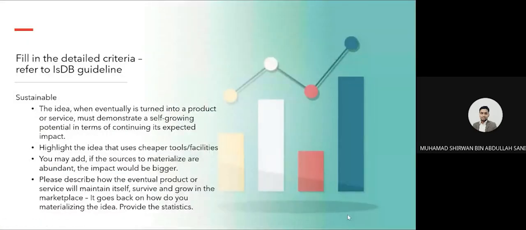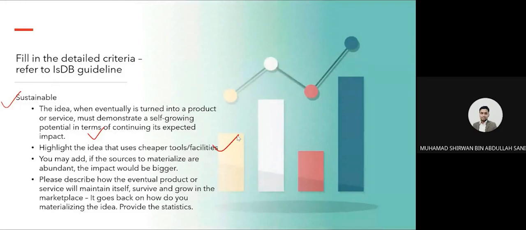and then sustainable is another criteria. Okay, the idea, when eventually turned into a product or service, must demonstrate a self-growing potential in terms of continuing its expected impact. Okay, so your idea shall be sustainable. So by writing on sustainable, you need to highlight the idea that uses cheaper tools or facility. This one, for example, in my case, so for your idea, you may suggest that you use a tool, for example, which is available in the whole world.